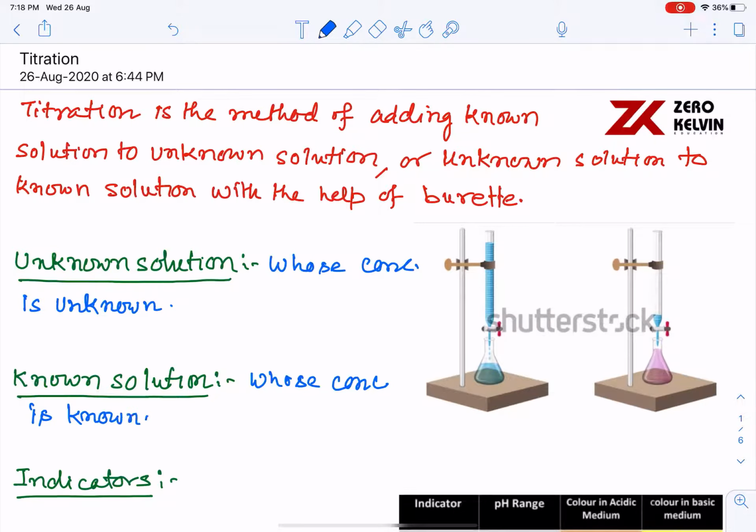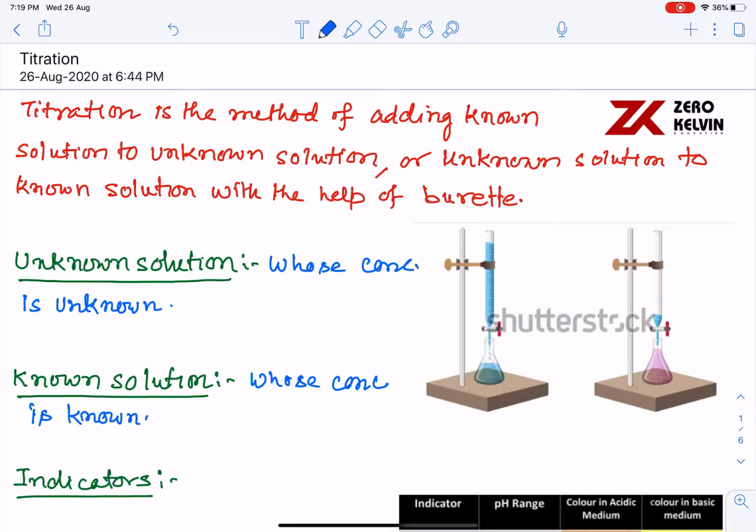So we find out the concentration of the unknown solution with the help of the known solution, and the indicator helps. Why and how? Normally when I am talking about the acid base indicator, in those cases acid and base are colorless. So when we add the unknown solution to the known solution or the known solution to the unknown solution, how do we know that the titration has been completed? Because this titration is based on the neutralization of acid and base.